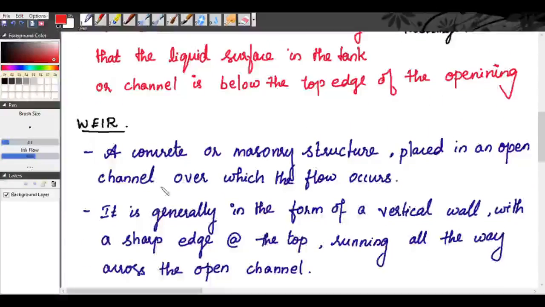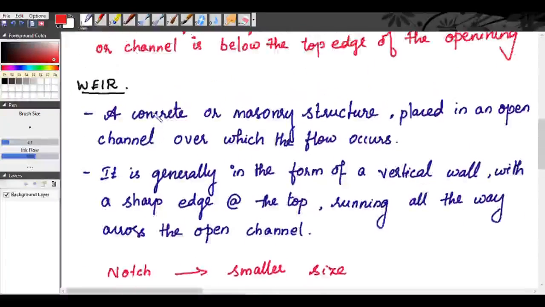Similarly, you can see a weir. A weir is a concrete or masonry structure. So it is a large structure. If it is made of concrete or masonry, then automatically we can understand that it is a large structure. That is the difference between weir and notch. Notch is of smaller size, weir is of larger size.